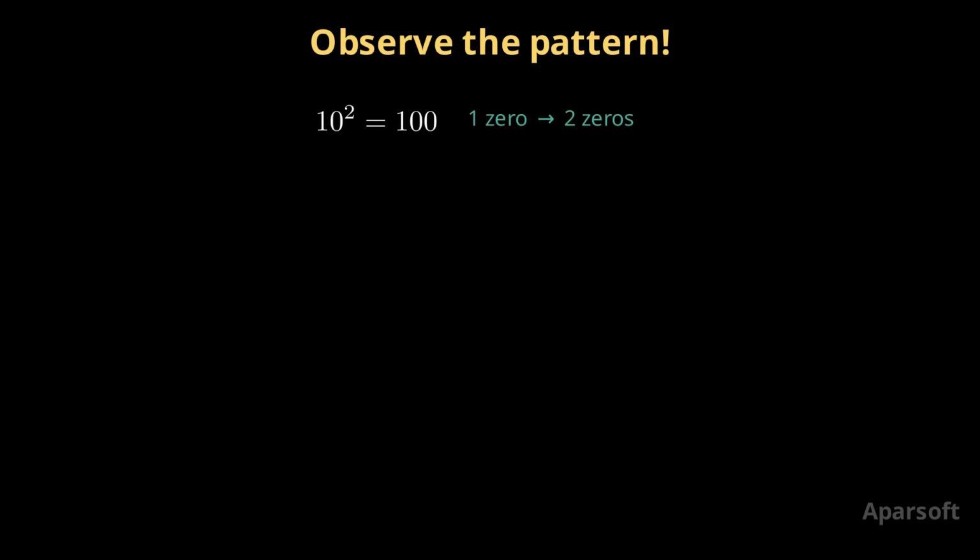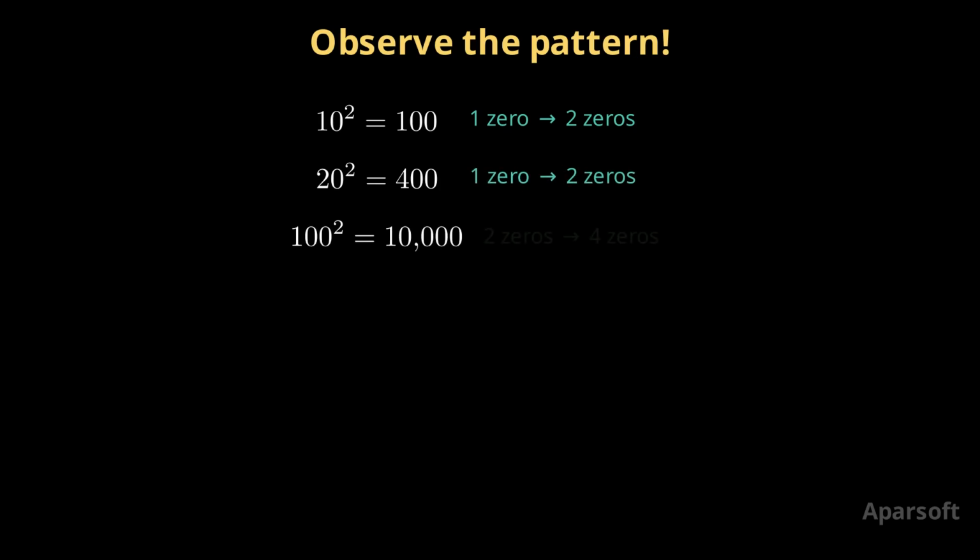Let us look at some numbers we already know. 10 squared is 100, 10 has 1 zero, and 100 has 2 zeros. 20 squared is 400. Again, 1 zero became 2 zeros. Now watch what happens with 2 zeros. 100 squared is 10,000. 2 zeros became 4 zeros. 200 squared is 40,000. Also 4 zeros.